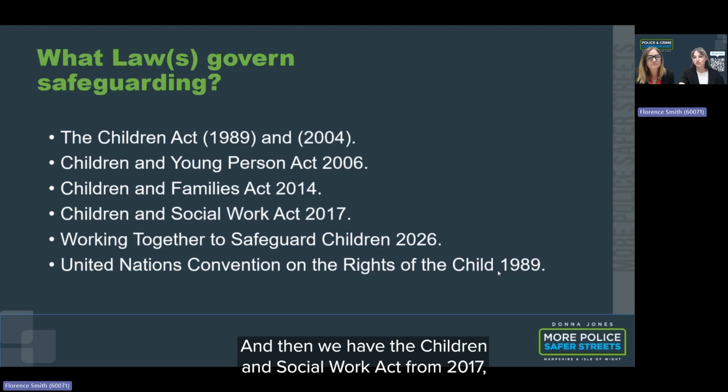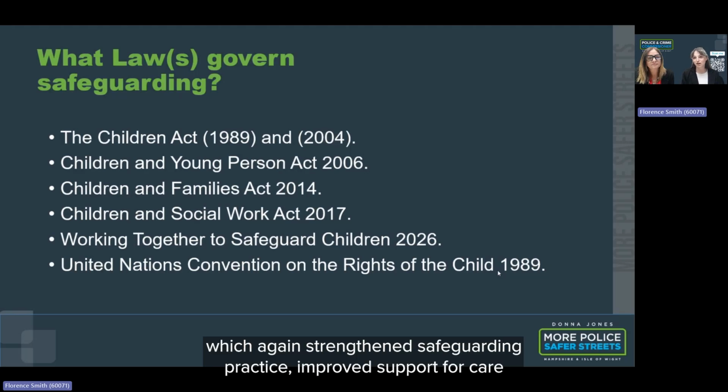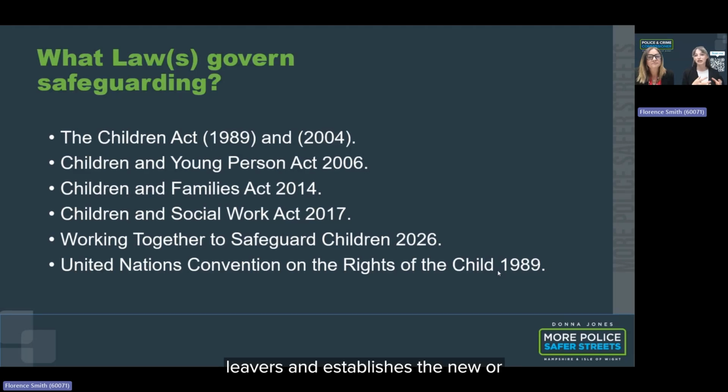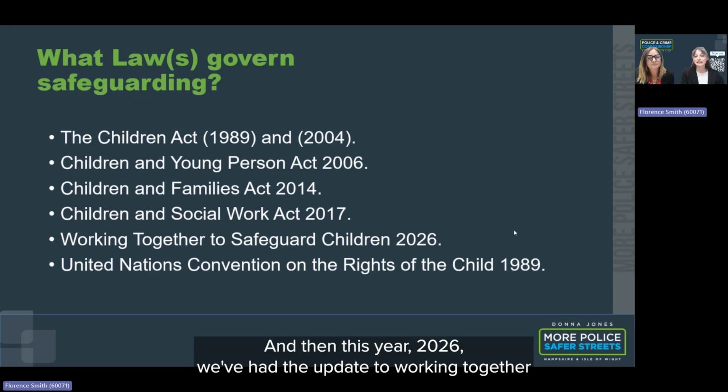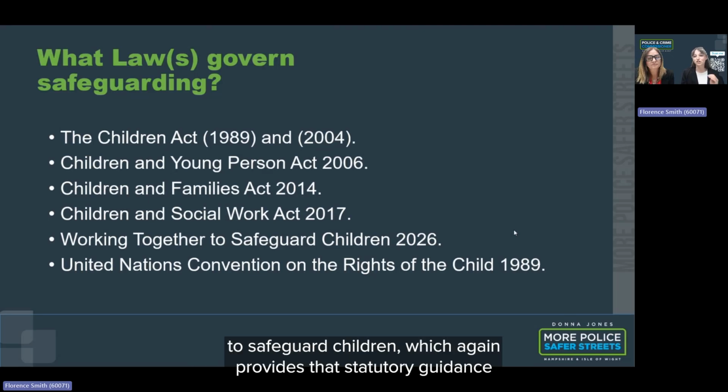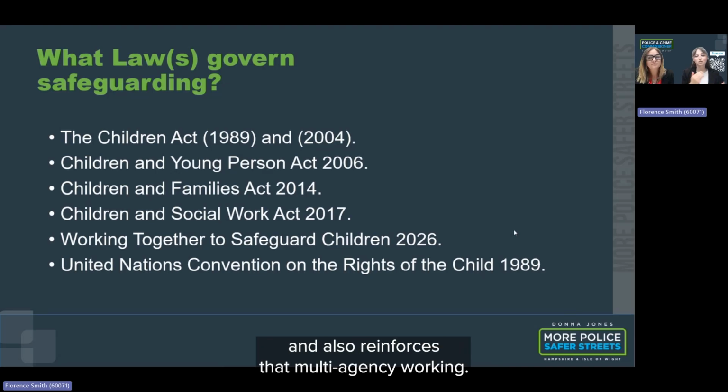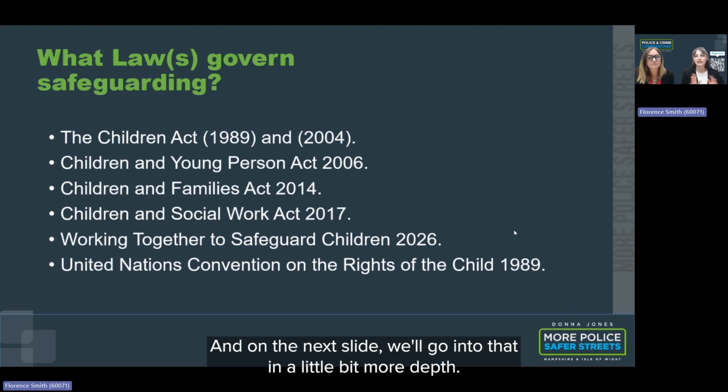And then we have the Children and Social Work Act from 2017, which again strengthens safeguarding practice, improves support for care leavers and establishes the new local safeguarding partnerships. And then this year, 2026, we've had the update to Working Together to Safeguard Children, which again provides that statutory guidance and also reinforces that multi-agency working. And on the next slide, we'll go into that in a little bit more depth.